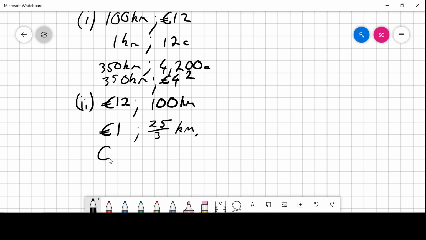And the reason why it'll make sense is that I'm now going to ask, how much does 30 euro get me? Well, we're going to multiply this by 30. So 25 over 3 multiplied by 30, that's going to give me 250 kilometers. So girls, that's our examples there.